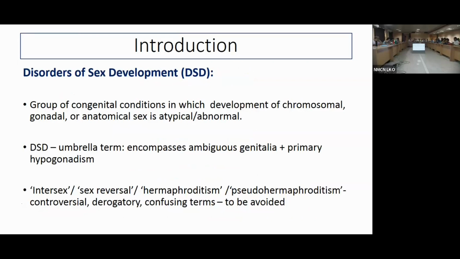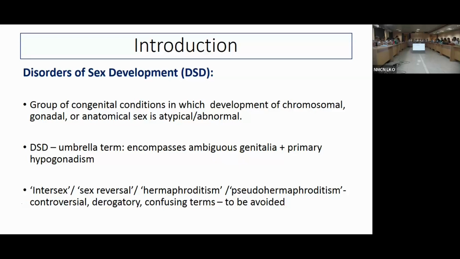So these are a group of congenital conditions in which the development of chromosomal, gonadal, or anatomical sex is atypical or abnormal. And please remember, DSD is an umbrella term. It includes the cases not only with ambiguous genitalia, but also the ones which are associated with primary hypogonadism.